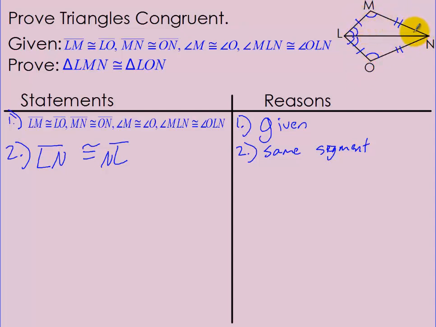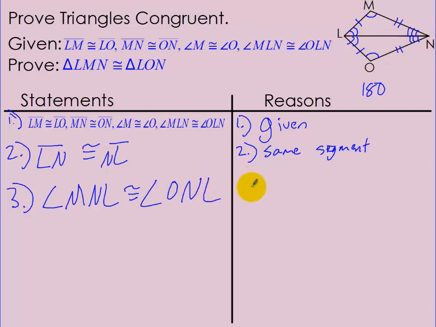Now we just have to worry about this last angle. But here's the thing with triangles. If we know one angle and we know another angle, all angles for triangles have to add up to 180, right? So if we know that these angles have to match and these angles have to match, this last angle has to match because there's only one possible measurement for this angle for both of these, and it has to be the same. So for the third statement, I can say angle MLN has to be congruent with angle OLN.